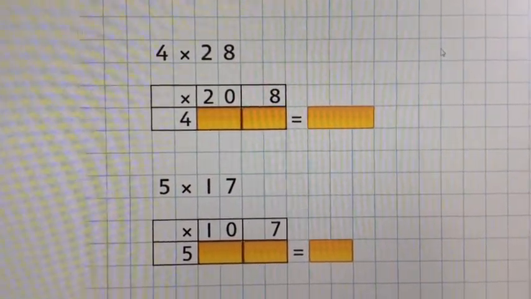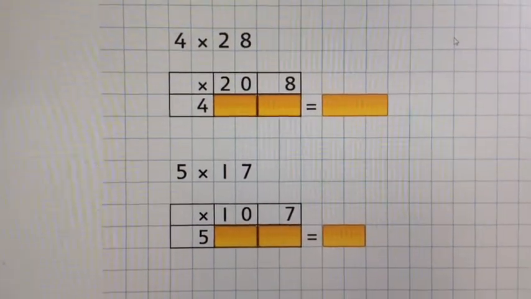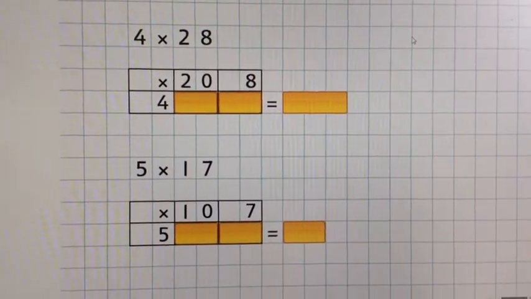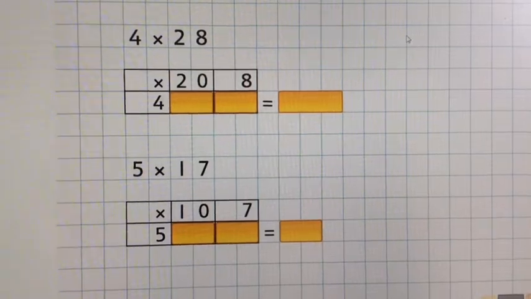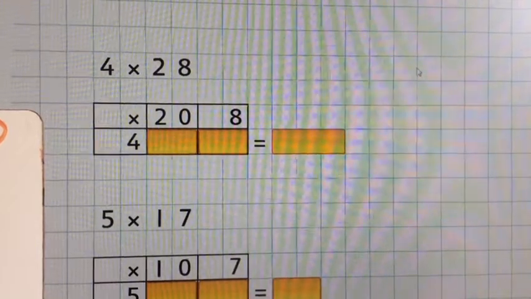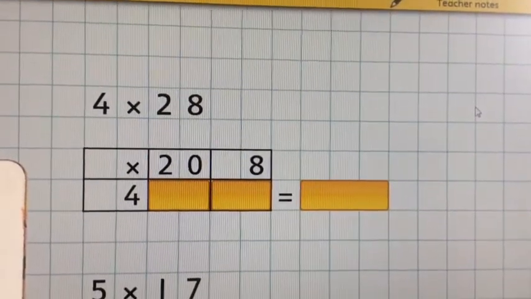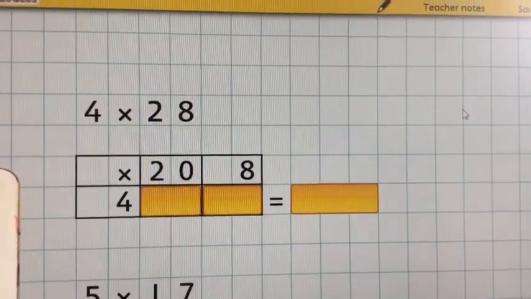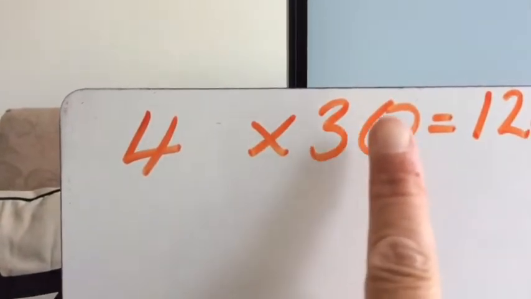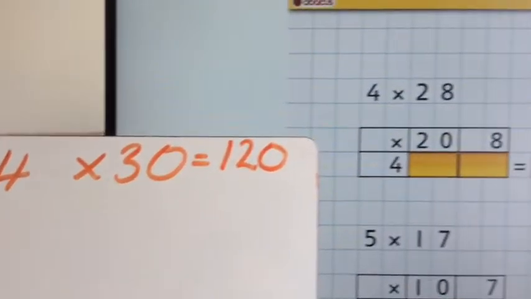Take a look at these 2 multiplication sums now. And before we actually work out the answers, could you sort of estimate which one do you think would have the bigger answer? 4 times 28 or 5 times 17? Do you remember how we estimated the answers in yesterday's lesson? By rounding up. So I'm not going to do 4 times 28. 28 I'd round to 30, wouldn't I? Look, I know 4 3s are 12. So 4 times 30 is 120.